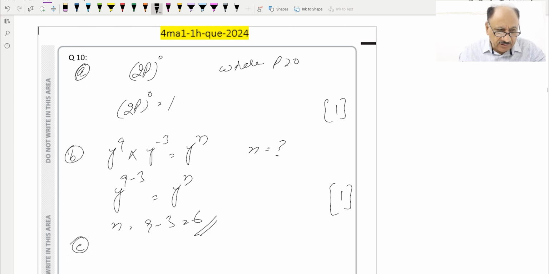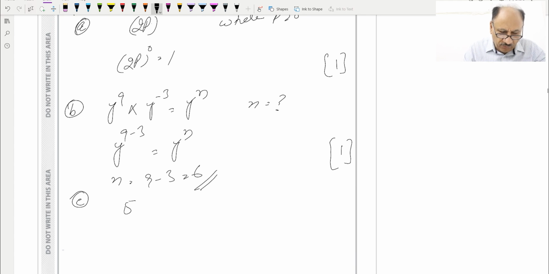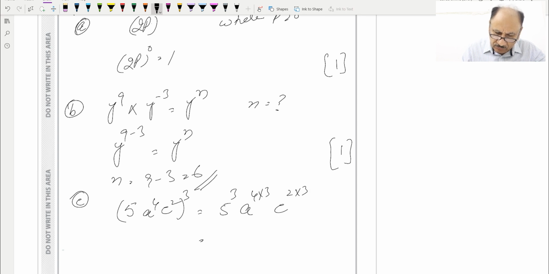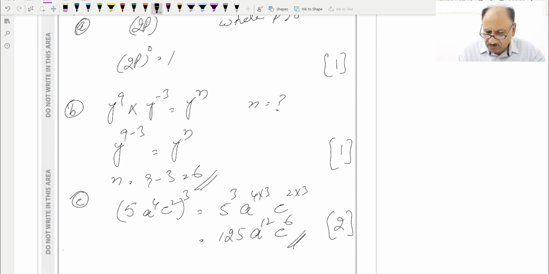C part, they are saying indices also. So 5, write 5 properly. So (5 a raised to 4, c square) and whole raised to 3, and we can take separate parts. 5 raised to 3, a raised to 4 into 3, and c raised to 2 into 3. So this will be 125, a raised to 12 and c raised to 6, and this will be our final answer. And this is for 2 marks, which is done. Question 10 was a 4-mark question.